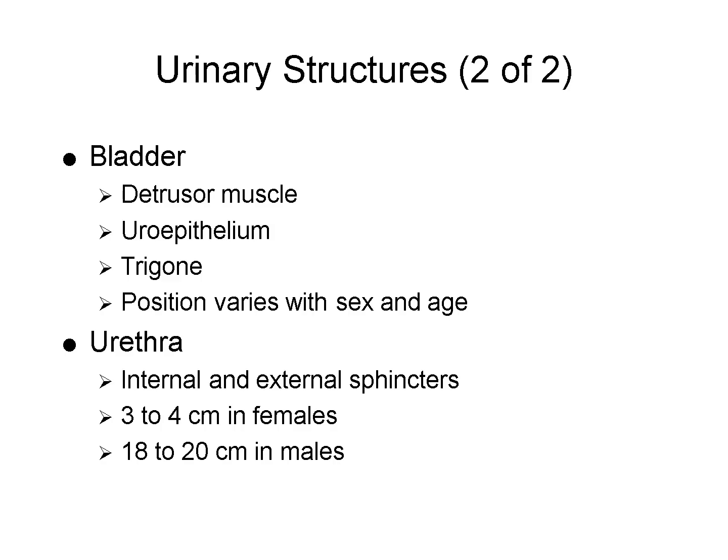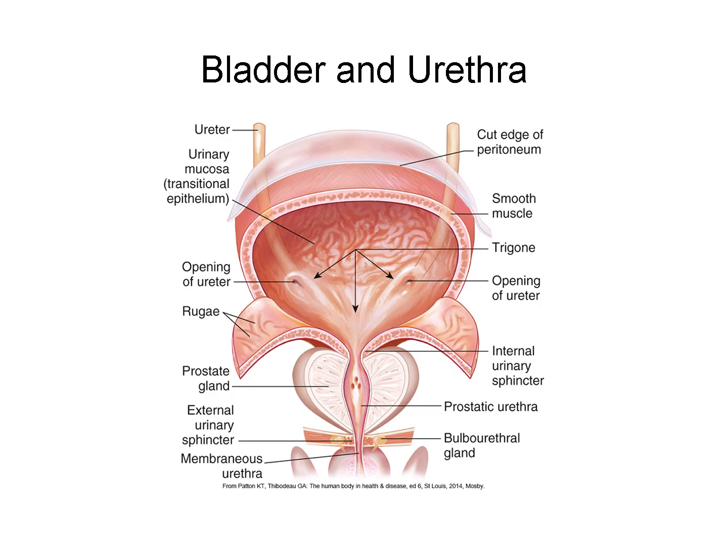The urethra is shorter in females and significantly longer in males, influencing susceptibility to infections. This visual from Patton and Thibodeau provides a detailed look at the anatomy of the bladder and urethra. It highlights differences in structure between sexes and shows how the urinary system is designed to store and expel urine efficiently. Understanding the bladder's muscle layers and sphincter control is essential in managing incontinence and voiding disorders. The image underscores the complexity of a process we often take for granted.